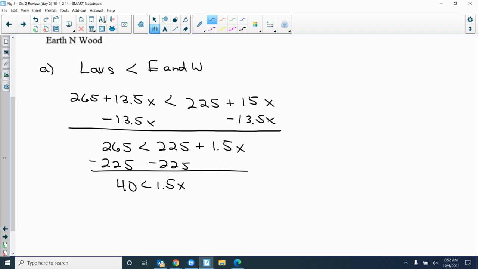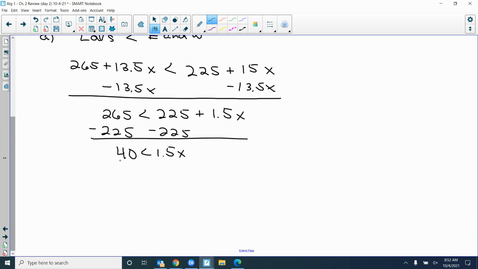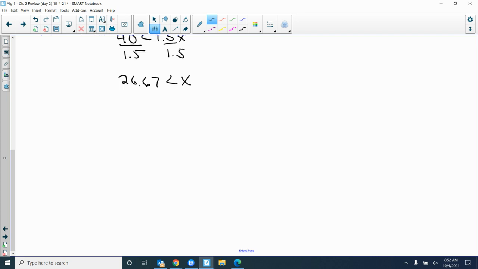All right, from here, Jenna, what should I do? Divide by 1.5. All right, let me know what your calculator says when you divide by 1.5. 26.67. 26.67 is less than x. We never write the x second. So when we flip it, make sure that you write it as x is greater than 26.67.